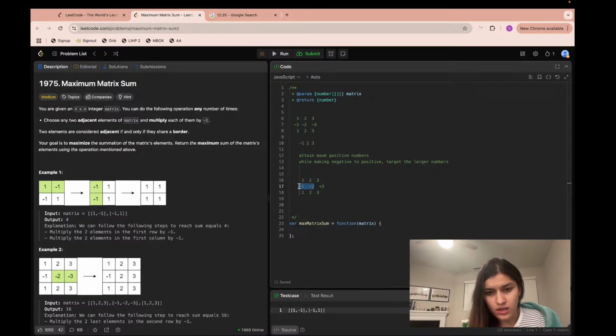And these two numbers are also negative, so I can make them positive now. Wow, everything became positive now. Interesting.